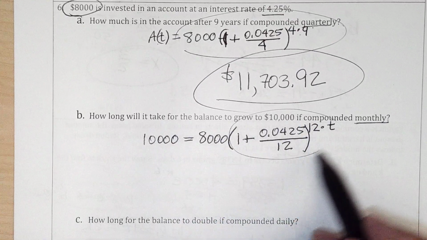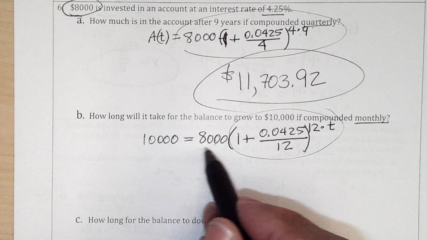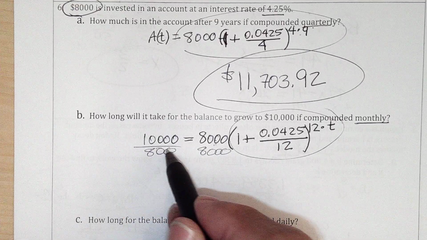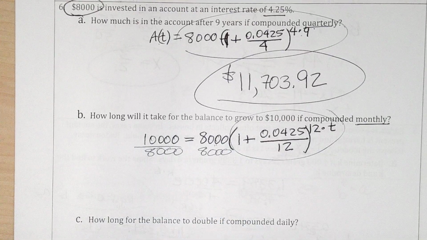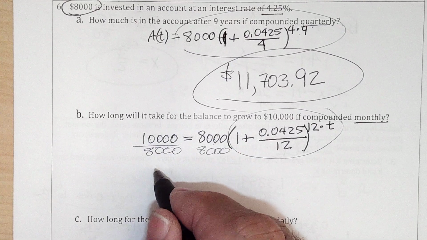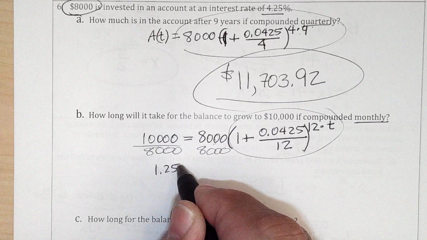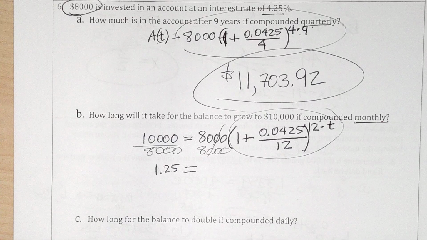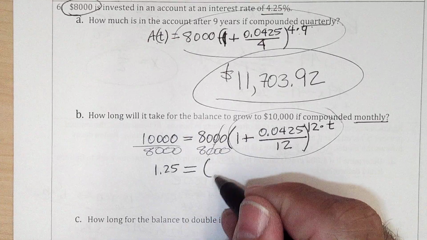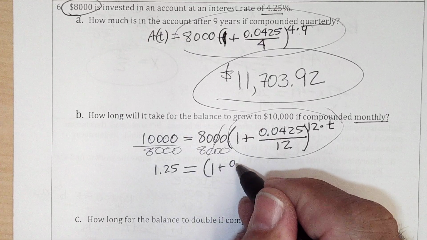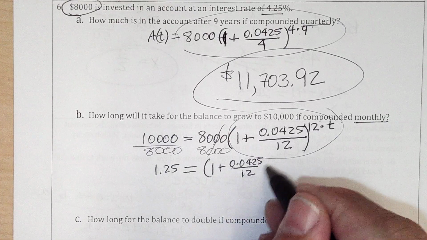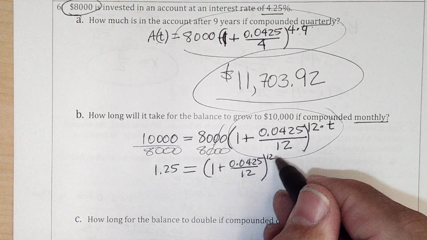So I want to get it down to a single power equation without the 8,000, so I'm going to divide by 8,000. And 10,000 divided by 8,000 is 1.25. So 1.25 equals 1 plus 0.0425 divided by 12 to the power 12t.